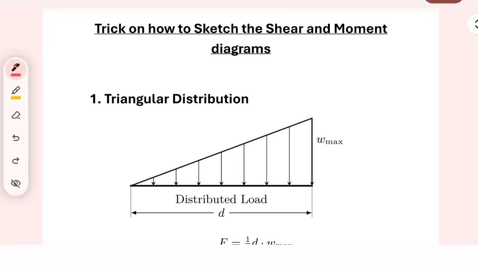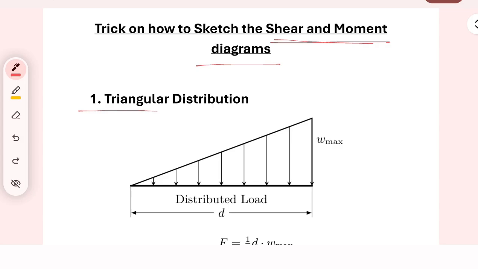As I've mentioned in the previous videos, before you can start drawing the shear and moment diagrams, you need to complete the load diagram first. That means if there are distributed loadings on the load diagram, you need to convert that distributed loading into a single force. You need to replace the distributed loading by an equivalent single force.